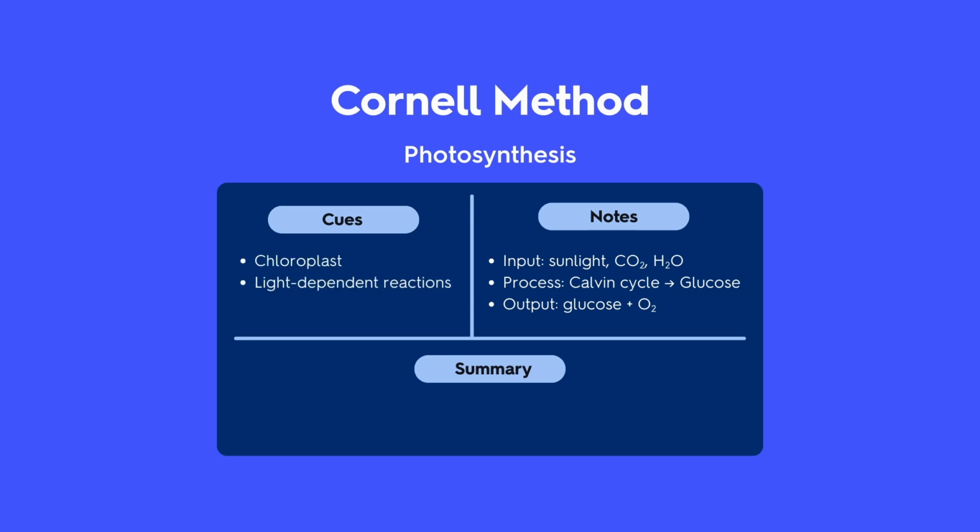Finally, write a short 2-sentence summary at the bottom. For example, photosynthesis uses light to produce sugars, and those sugars store energy for the plant. This structure helps you actively process the topic and makes reviewing photosynthesis much faster later on.